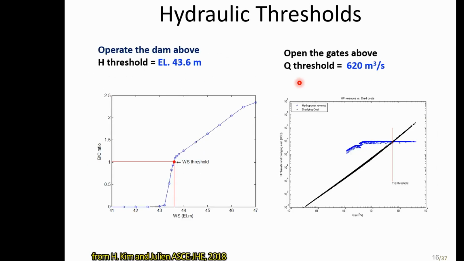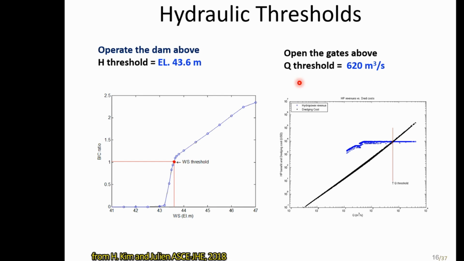But this is interesting, how some governmental agencies around the world operate. My point here is the hydraulic threshold. On the left-hand side, you want to calculate the benefit cost ratio of running. That is the stage of that low head dam.